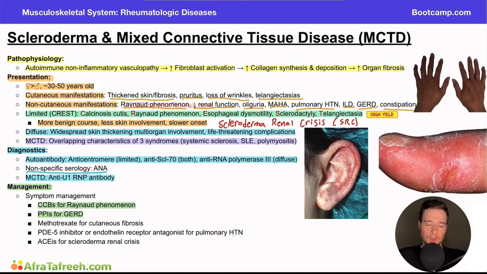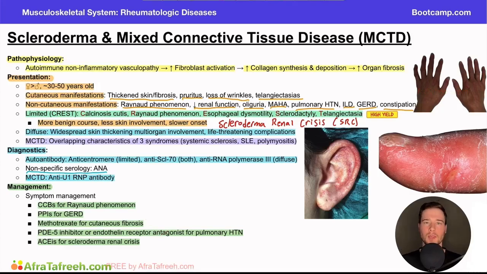Another symptom we can have is cutaneous fibrosis, and so methotrexate has been used for helping with this symptom. In addition, we have PDE5 inhibitors or endothelin receptor antagonists for pulmonary hypertension, and angiotensin converting enzyme inhibitors for scleroderma renal crisis. Again, we talked about this can be a multi-organ or multi-system problem, so we have to treat all of these different symptoms. We have a GI finding, right? We have a skin finding, we have a lung finding, and we have a renal finding as well.